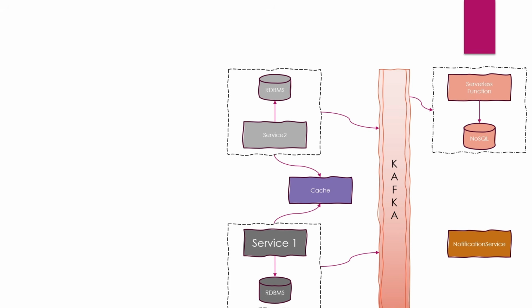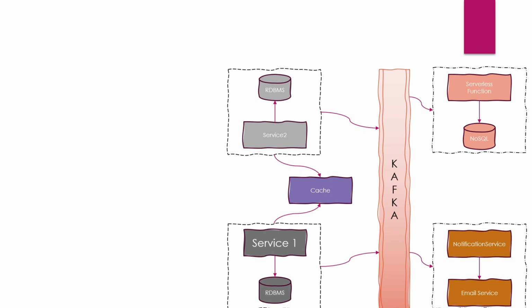And similarly for the microservice 1, we have another downstream consumer. Let's say this is a notification service. The purpose of the notification service is to send the notifications. It will listen to the events sent by microservice 1, and then it will shoot an email with the help of an email service. So we have another consumer of events for microservice 1.